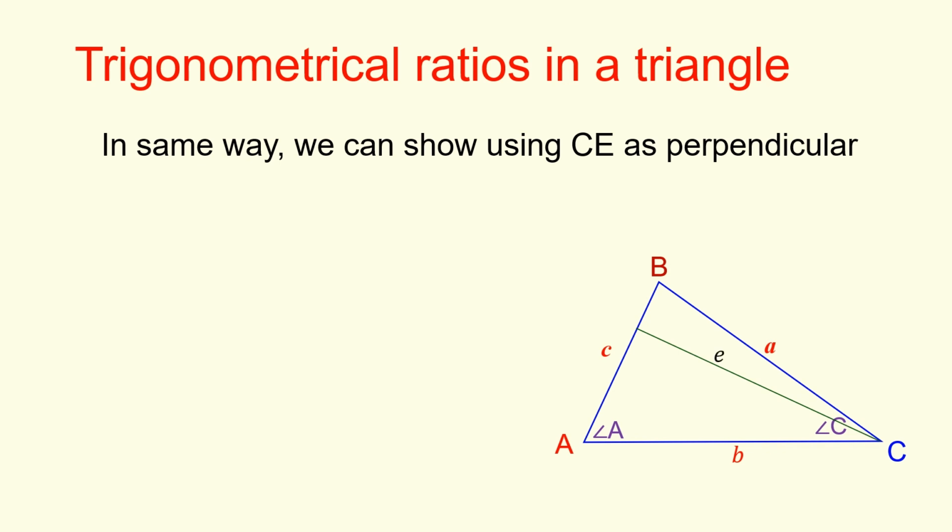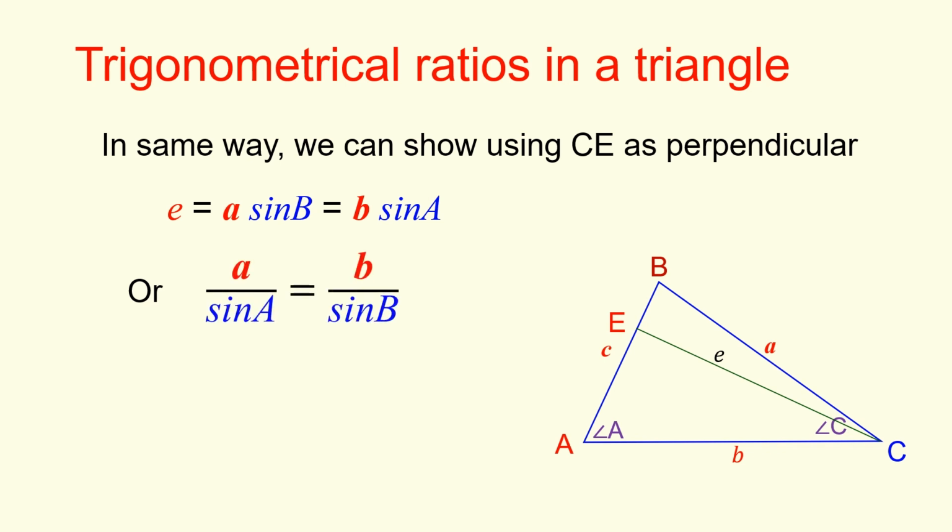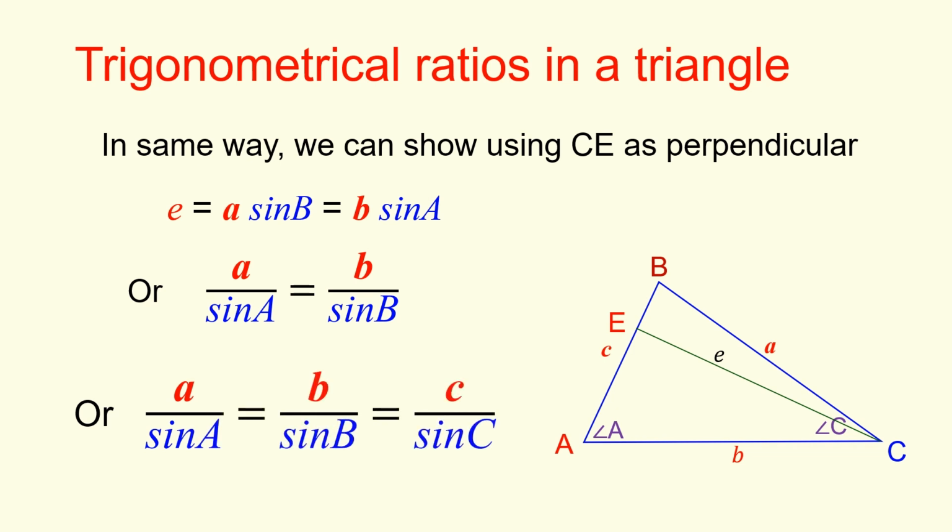In the same way, we can show using CE as perpendicular, that e equals a sine B equals b sine A, so a by sine A equals b by sine B. Or finally, a by sine A equals b by sine B equals c by sine C.